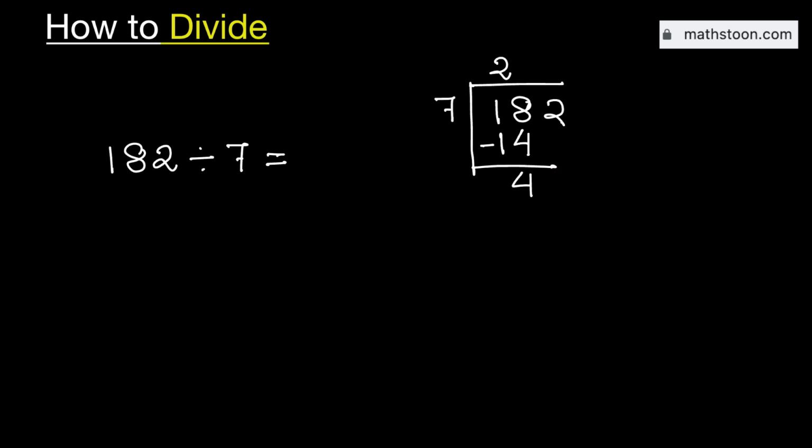2 here. And we know that 7 times 6 is equal to 42. Subtract, we get 0. As we have got the number 0 and there is no number to bring down here, so we will stop. Therefore, 182 divided by 7 is equal to 26. And this is our final answer.